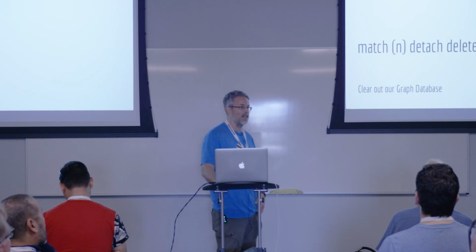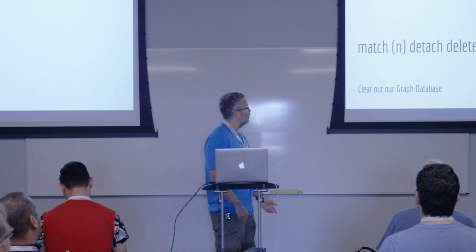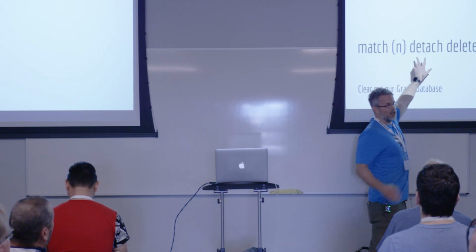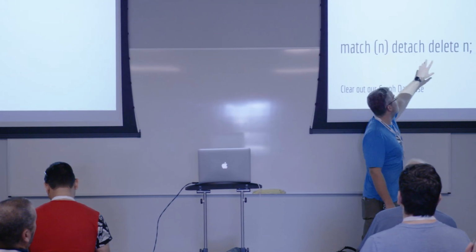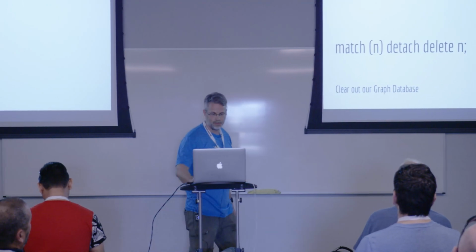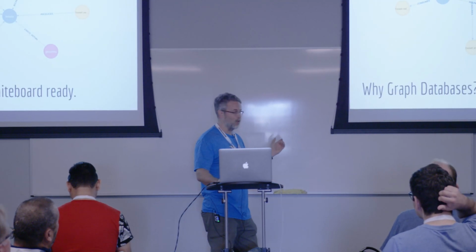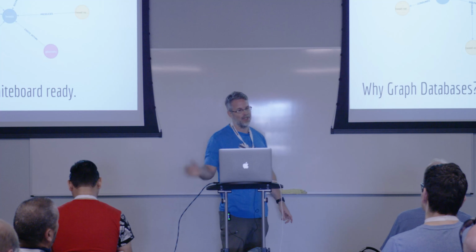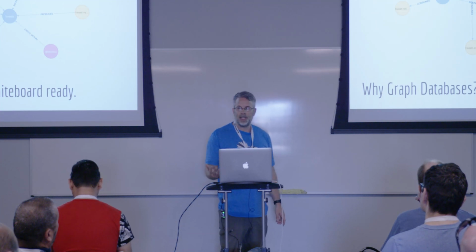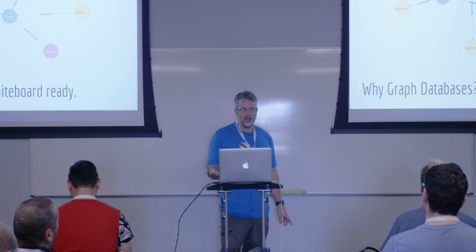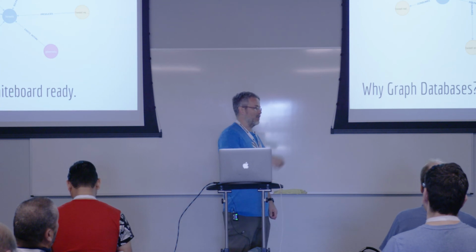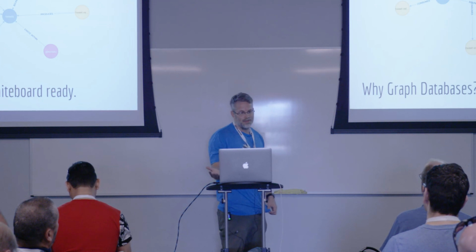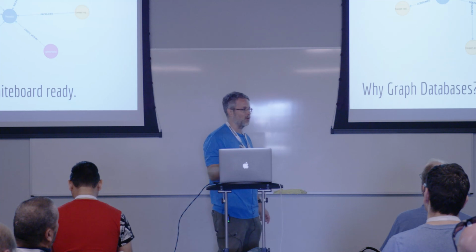Whenever you're ready to kill a graph, this is basically your truncate table. You just match all the nodes, detach, which eliminates any relationships they have, and then delete the node. Real quick, just for time, why graph databases? There are all kinds of mathematical and performance reasons, but really it comes down to they're just whiteboard ready. I get up there, draw a model out on the whiteboard, and it's very simple to translate it to a graph database.